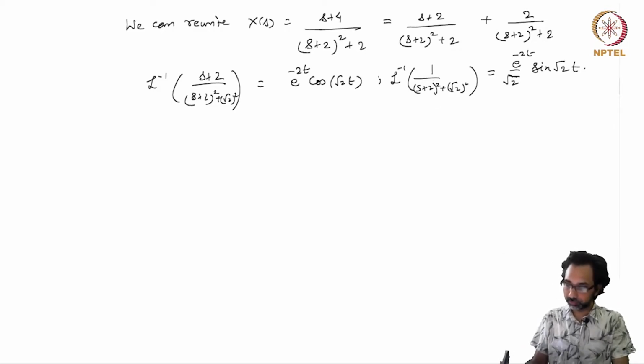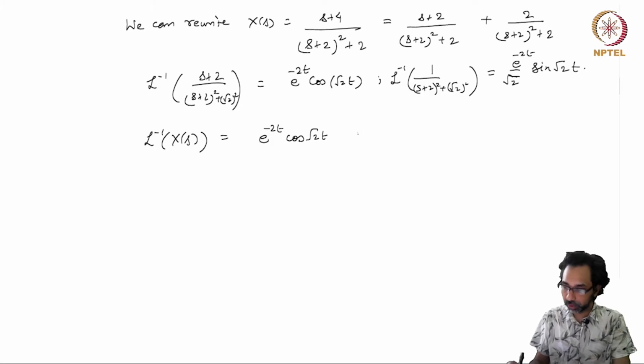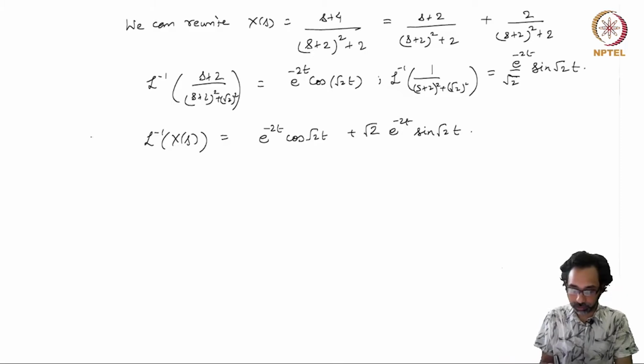So in the end we will get the inverse Laplace transform of X(s) is equal to e to the power minus 2t cosine square root 2 t plus 2 over root 2, which is simply square root of 2, e to the power minus 2t sine of square root 2 times t, and this is your x(t).